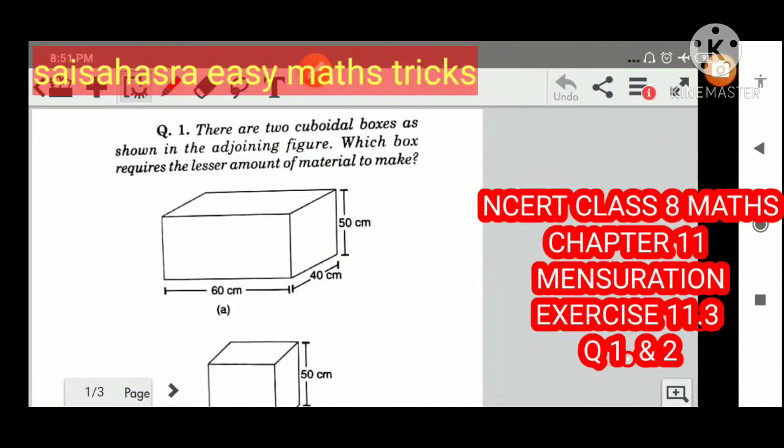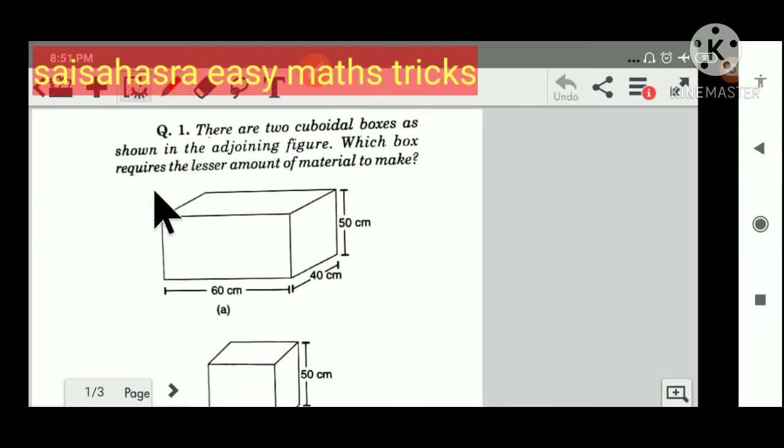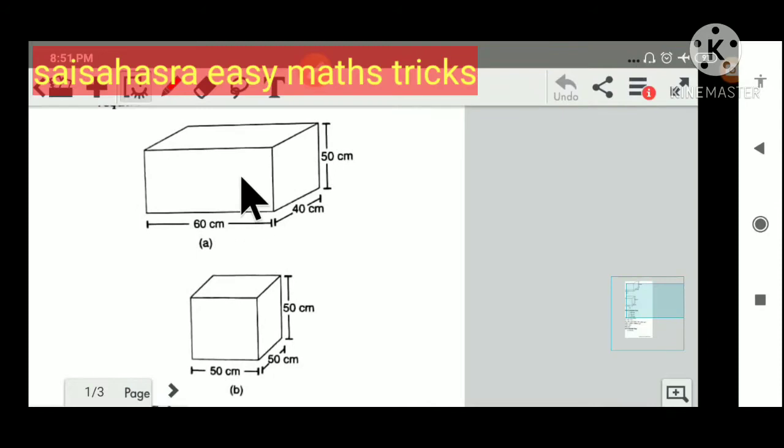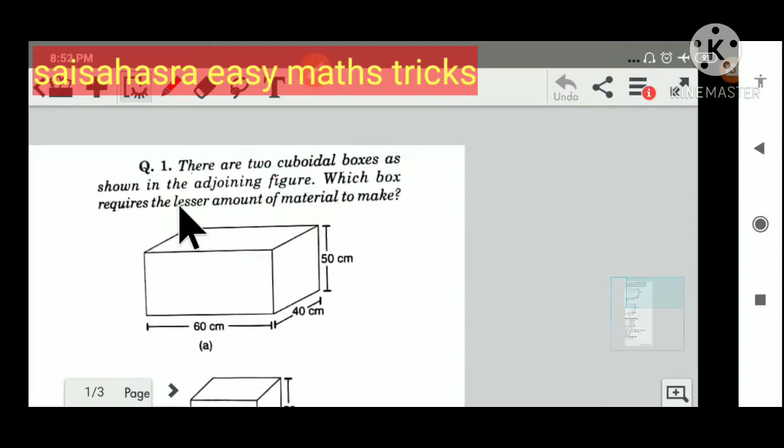Class 8 Maths, exercise number 11.3. Question number 1 we are discussing now. There are two cuboidal boxes as shown in the adjoining figure. So below we are having two figures. This is one cuboidal box, this is another cuboidal box. Which box requires the lesser amount of material?